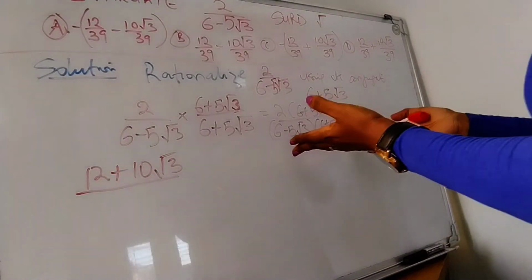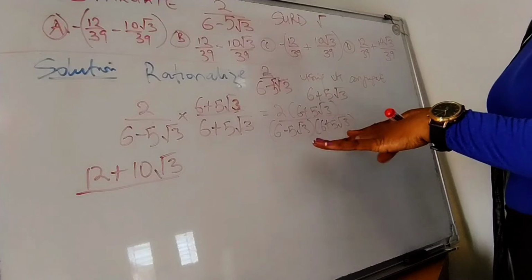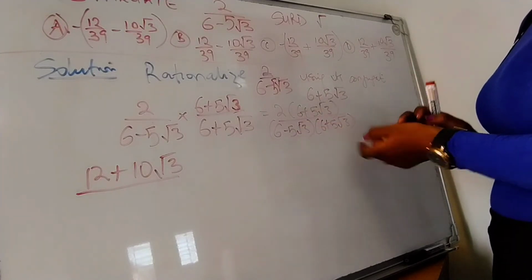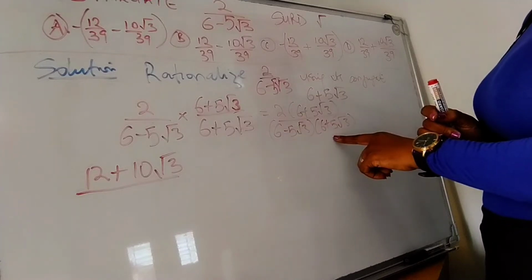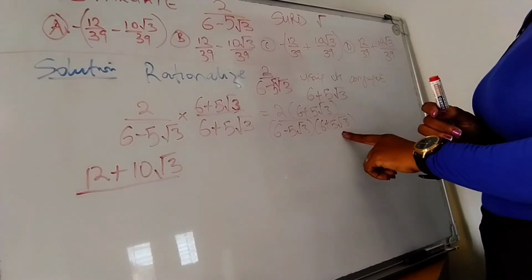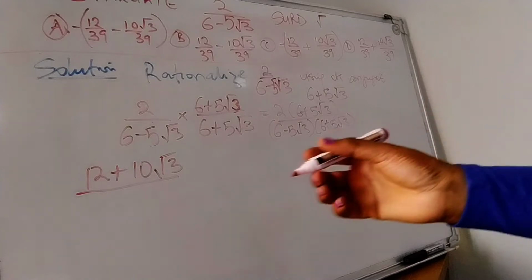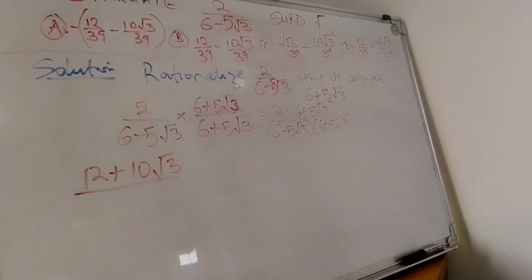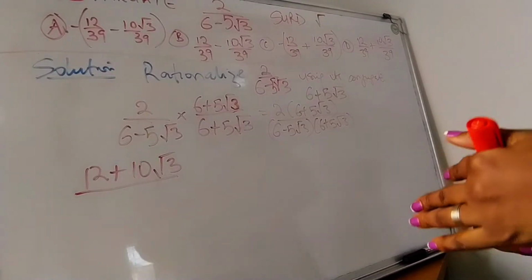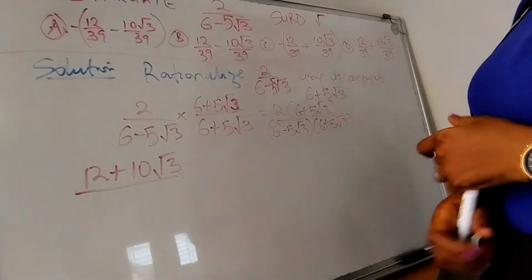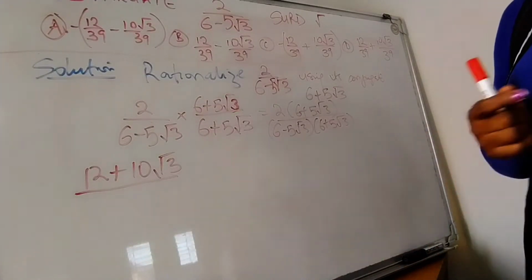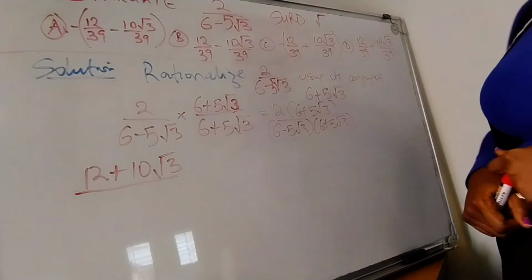So now, we're left with the denominator, and we have to expand it. We have 6 times this, minus 5 root 3 times this. Let's do it straight away without wasting time. Remember, you're doing your JAMB examination. You won't have time to do all the nitty-gritty, so you just try as much as possible to shorten the solution.